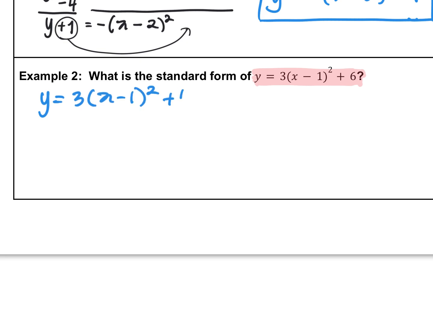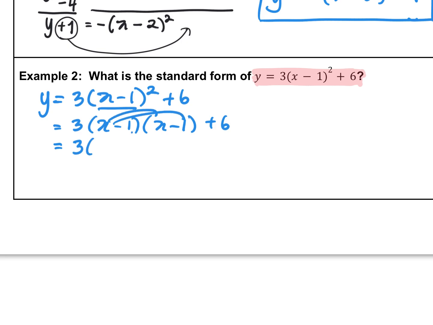Plus 6. Okay, so we're going to just expand everything. This is just like x minus 1 times x minus 1. I expanded this one, and then plus 6. Then simplify 3 times x. This is going to be your FOIL system, right? Okay, so that's going to be x squared minus x, and then minus x again, then plus 1. Okay, and then plus 6.